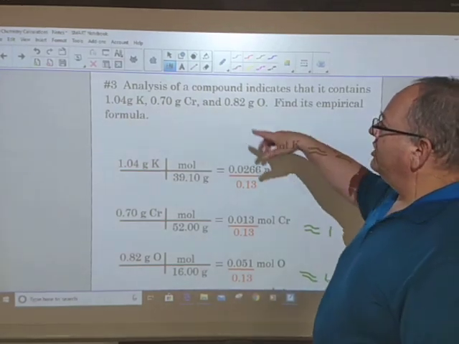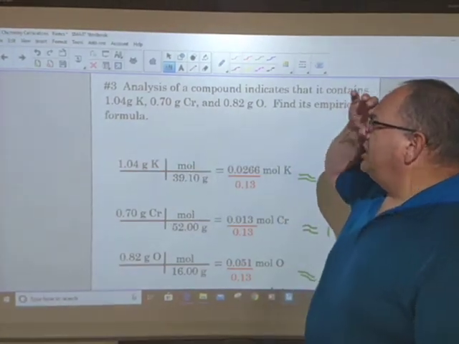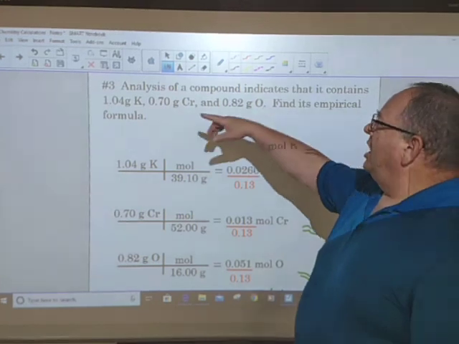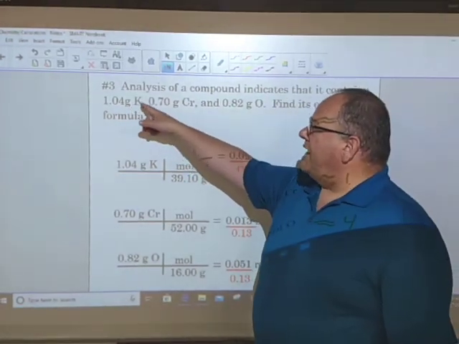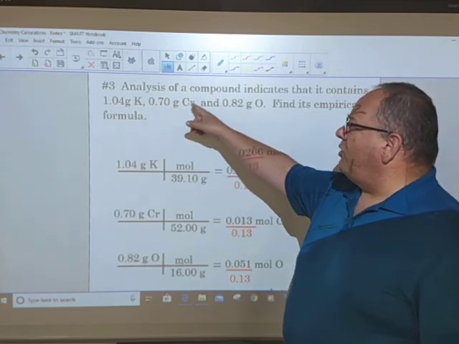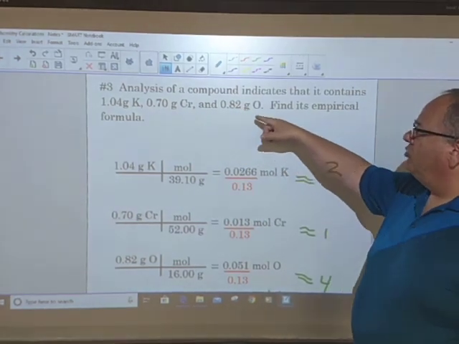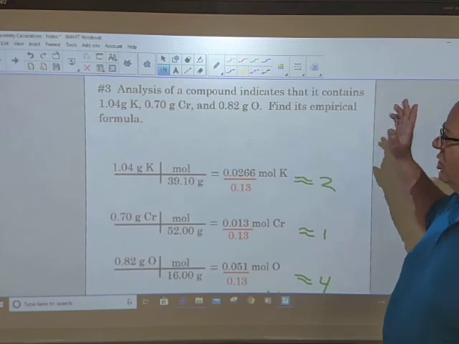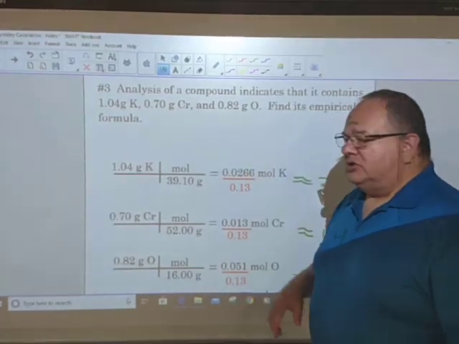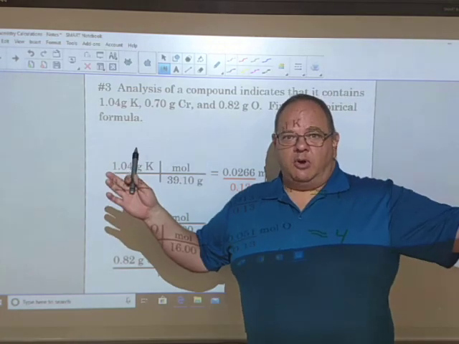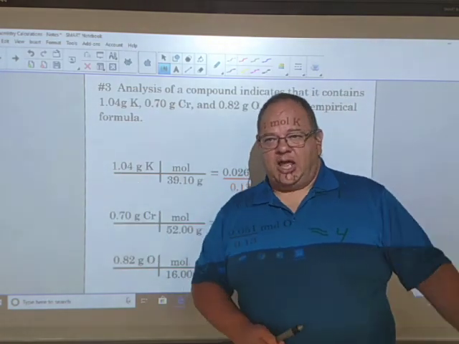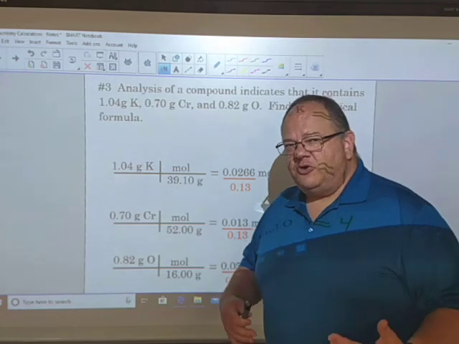Let's just look through this one. This was, I think, number 3 on the worksheet that you're going to get. It says analysis indicates that it contains 1.04 grams of potassium, 0.70 grams of chromium, and 0.82 grams of oxygen. So notice, it gave us grams. So step 1 that says change percents to grams, we're already in grams. We don't have to do step 1 at all. Don't let that confuse you.